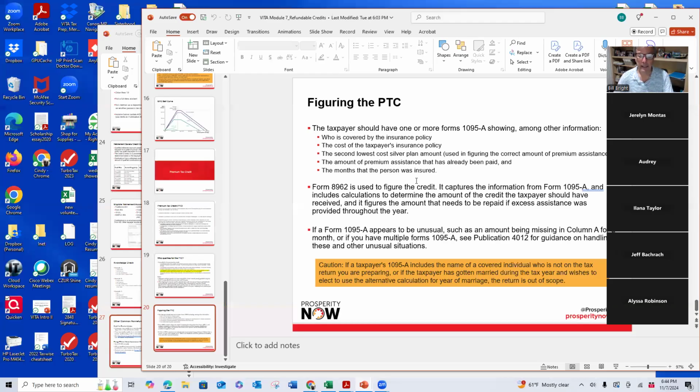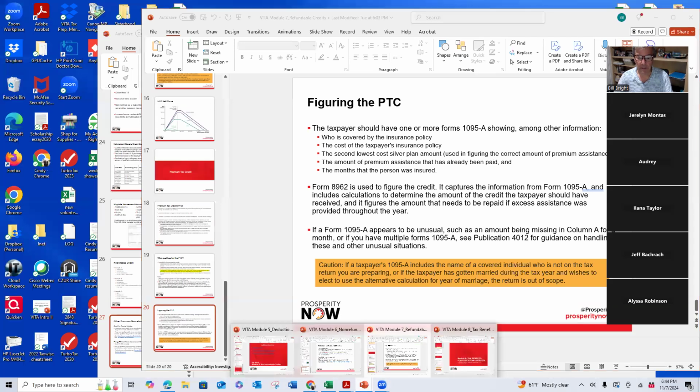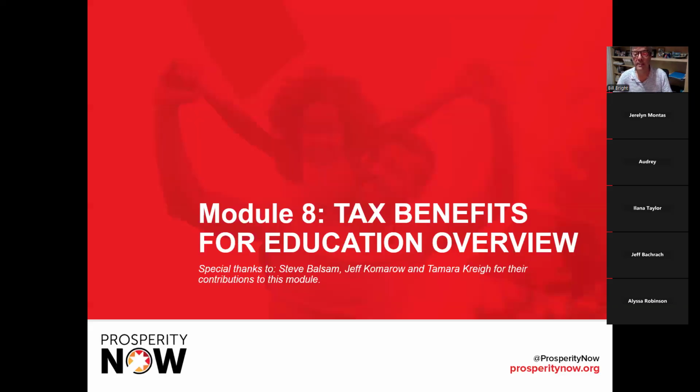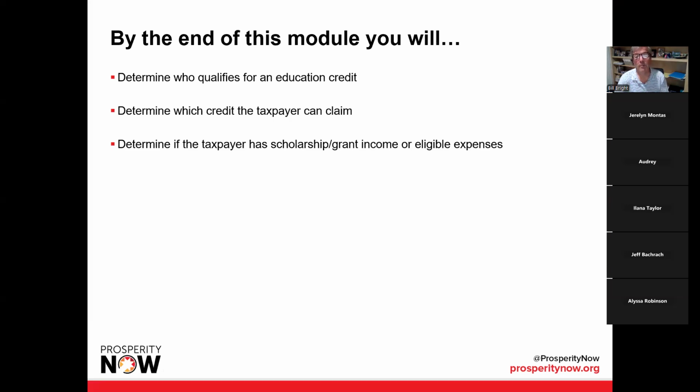Okay. And now the final thing for tonight is tax benefits for education credits. Again, we don't see a lot of these. We did 2,100 tax returns this past year, and only 42 of them had an education credit. Again, we're going to determine who qualifies for the credit, which credit can be claimed, and the impact of scholarship or grant income.